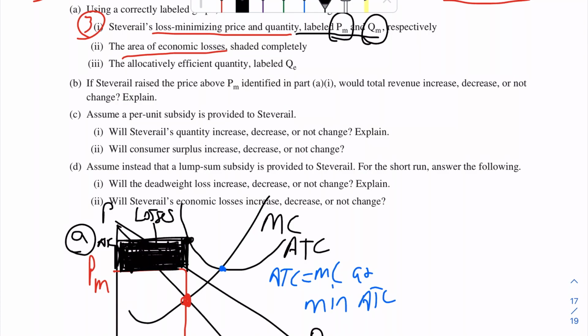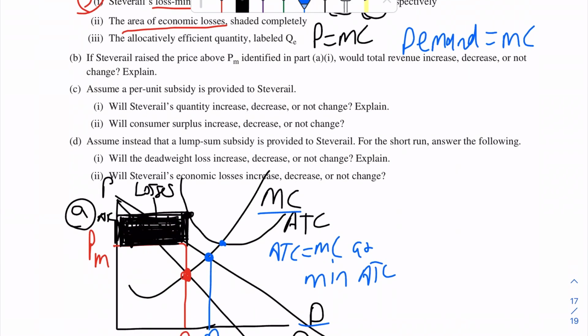Now we need the allocative efficient quantity. Remember, allocative efficient was price equals MC. Another way to think about that is where demand equals MC, and that happens where MC and demand happen right here. So this is QE. Okay, so that's all we got to put there. So part A is done. Everything right here should be for part A. If you do not have this for part A, you will not receive full credit. This is exactly what it needs to look like.